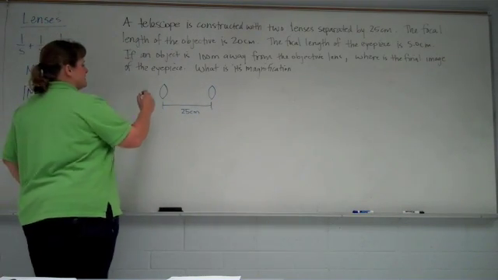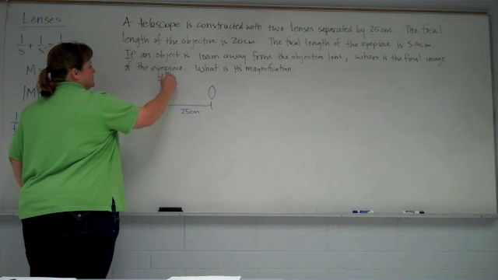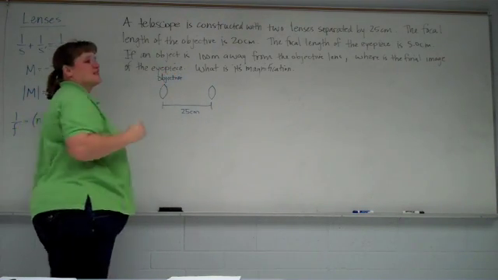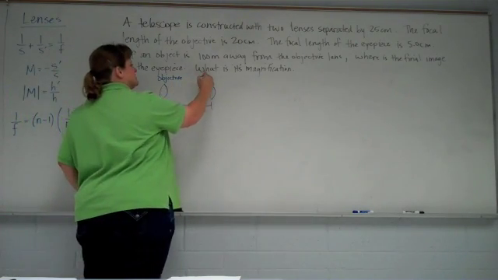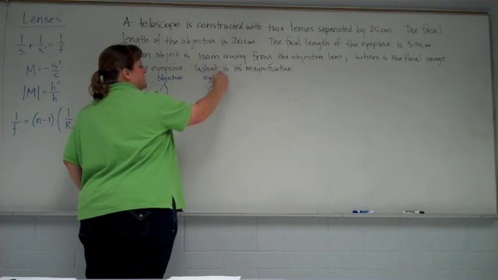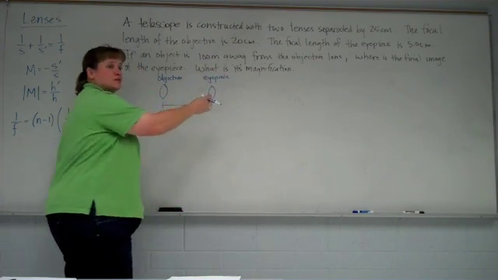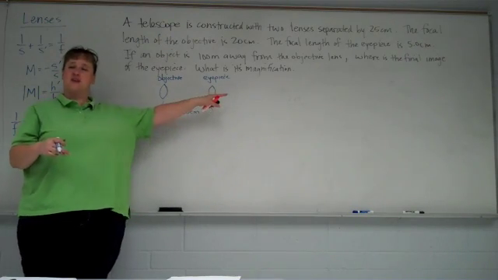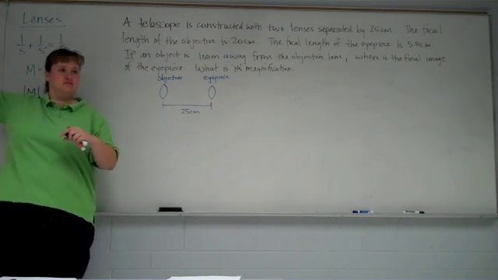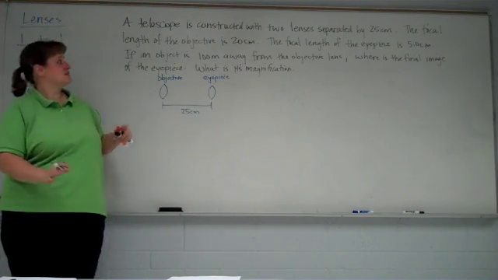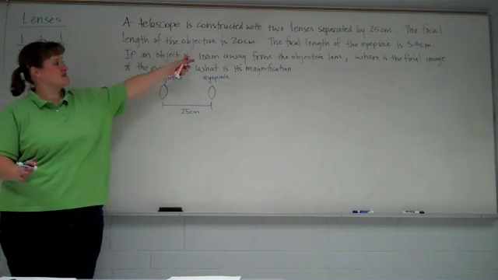The objective is the one that the light will pass through first. The eyepiece, aptly named because that's the one you're looking through. So the light's going to come through the objective, come through the eyepiece into your eye. So our object is somewhere over there, and certainly can't draw it to scale since in this case it's 100 meters away.